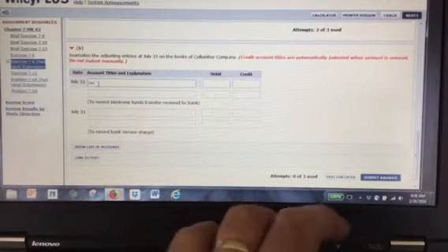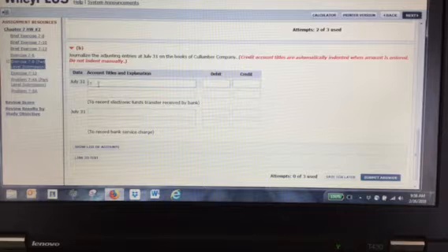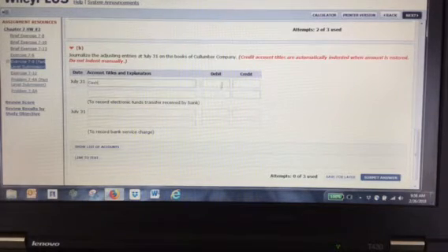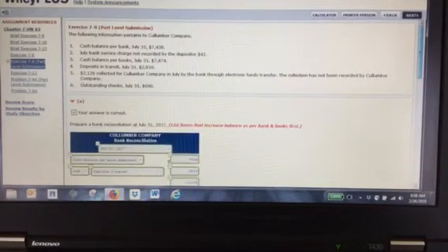That's where we want to go first. See if it'll get self-populated. Nope. Okay. And the debit of cash will be this amount in transit here, $2,810.